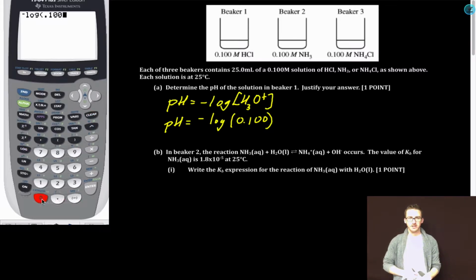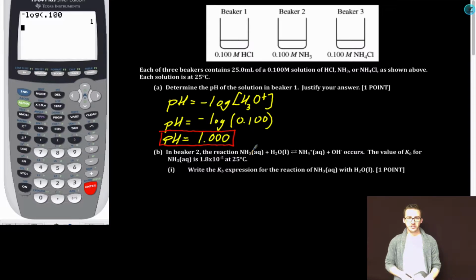Negative log 0.100, enter. Now be careful here. Easy to lose a point when it comes to sig figs and logarithms. pH to the correct number of sig figs is 1.000. Remember, however many total sig figs you have in the value that you're taking the log of is the number of digits that come after the decimal. Boom, 1 point. Done.